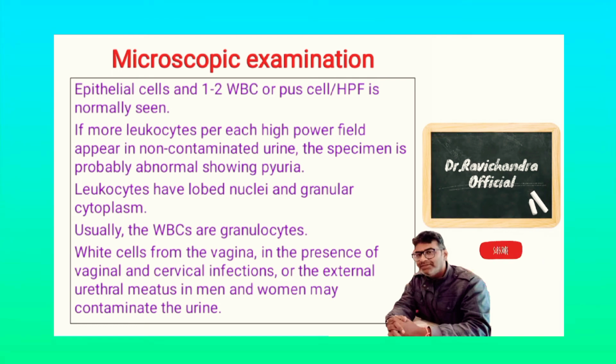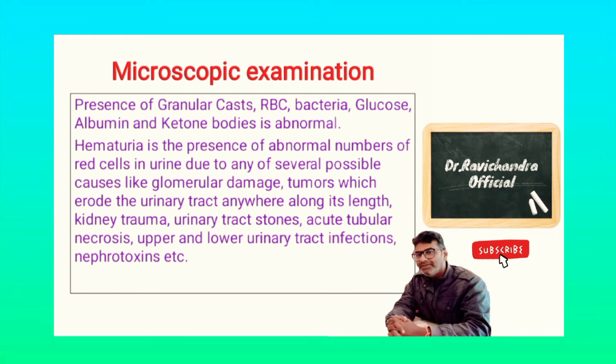Leukocytes have lobed nuclei and granular cytoplasm. Usually the WBCs will be granulocytes. White cells from the vagina in the presence of vaginal and cervical infections, or from the external urethral meatus in men and women, may contaminate the urine sample. Presence of granular casts, RBCs, bacteria, glucose, albumin and ketone bodies is abnormal.